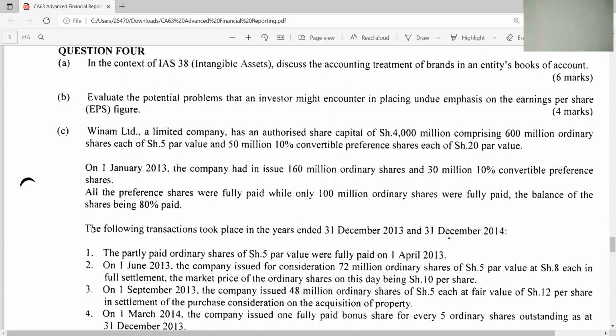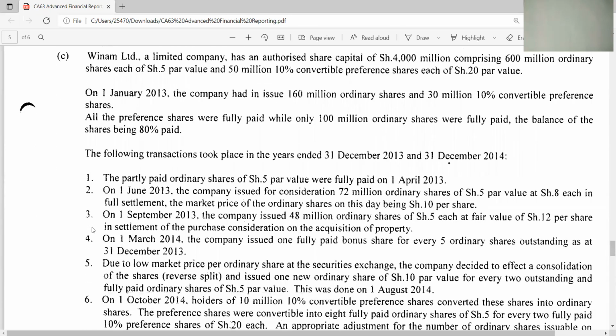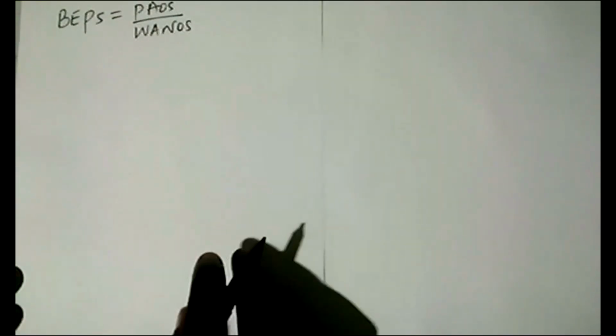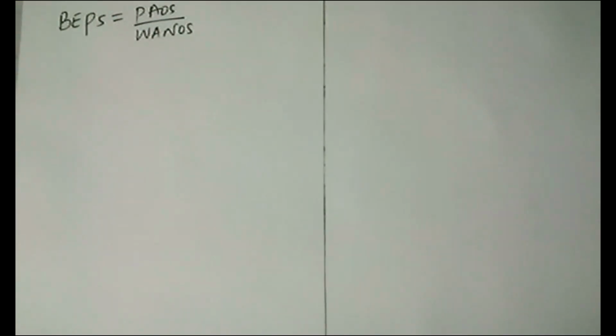So without wasting time reading the question, we can go direct and do what was required. That is how you get marks under earnings per share. The first requirement is all about basic earnings per share. Basic earnings per share, which I call BEPS, is equal to profit attributable to ordinary shareholders over the weighted average number of ordinary shares.